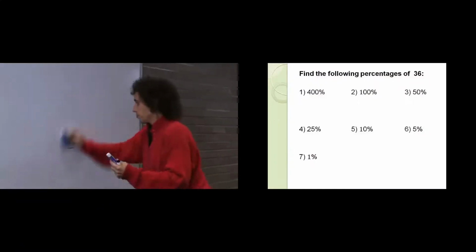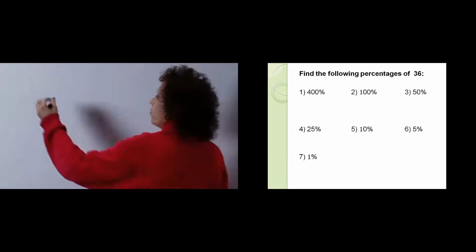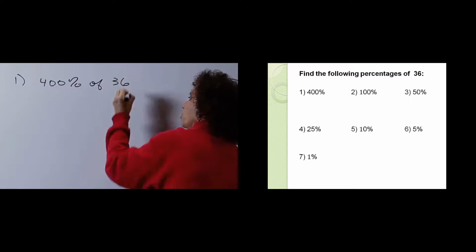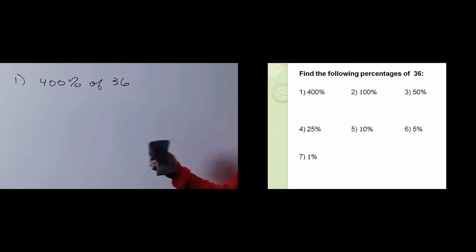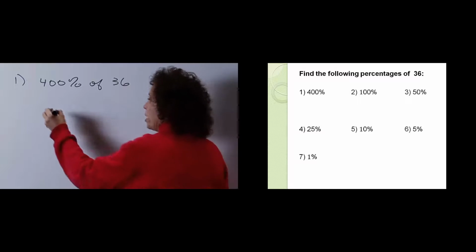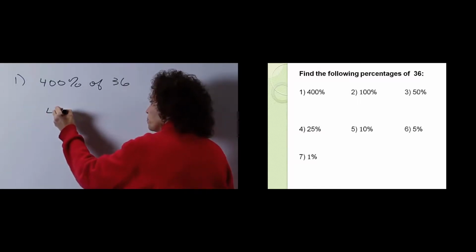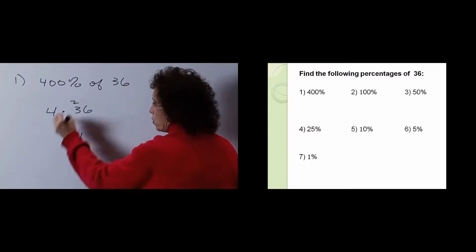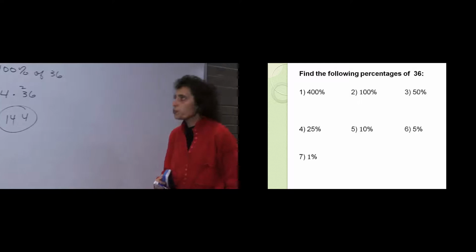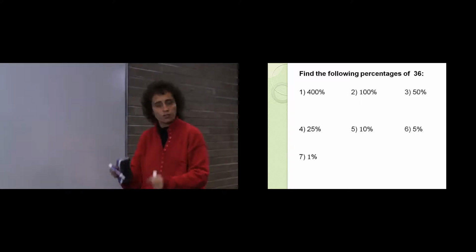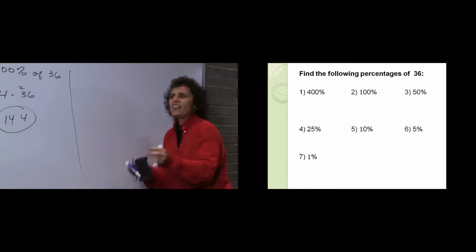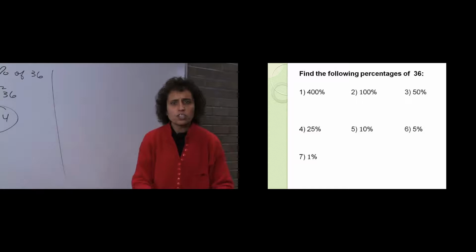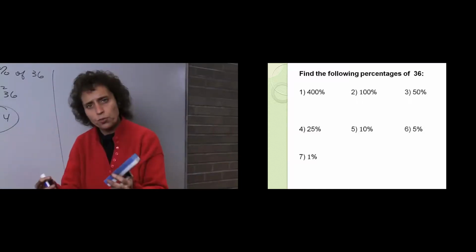Number 1: we want 400% of 36. Remember we said 100% is the whole number, so 400% is 4 times the number. So it's 4 times 36, which is 144. So 400% of 36 is 144. The next one is 100% of 36. If you have 100% of 36, it means you have all of 36, which is 36.